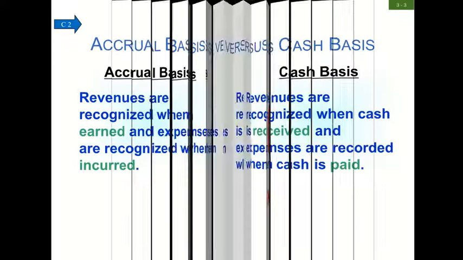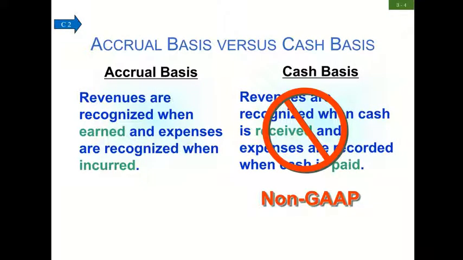So this is not acceptable in accounting. It is called non-GAAP, which is not the normal basis that we use in accounting. We normally use the accrual basis in accounting. And in accrual basis, revenues are recognized when earned and expenses are recognized when incurred.